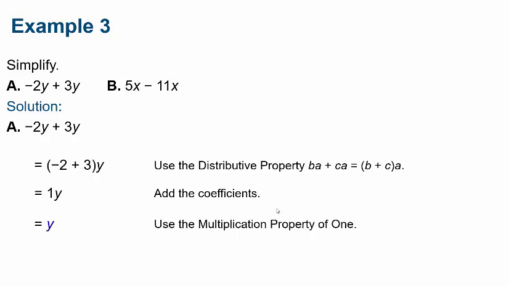So what you can do here is use the distributive property. You can say these are like terms because they both have a y. So let me take out the y, and then I'm going to look at their coefficients. I'm just going to take minus 2 plus 3 and add their coefficients. So minus 2 plus 3 is 1. And then don't forget you have the y. And then 1 times y, just using the multiplication property of 1, is just y.